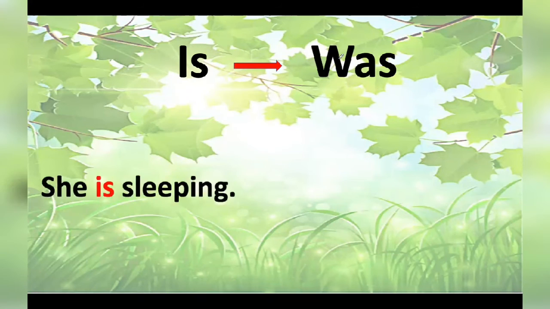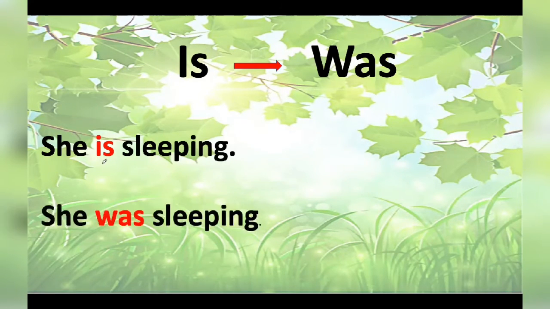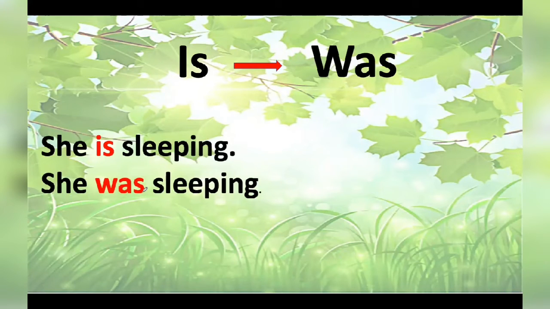Let's have an example. She is sleeping. So here we are not going to change this verb because here we have ing. What we are going to change is "is". She is sleeping. She was sleeping. Is will be changed into was.